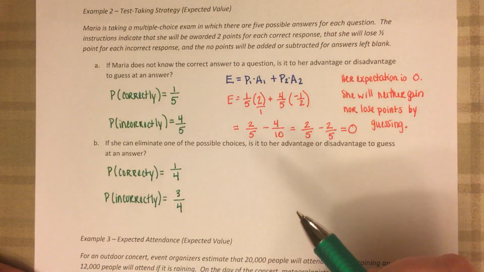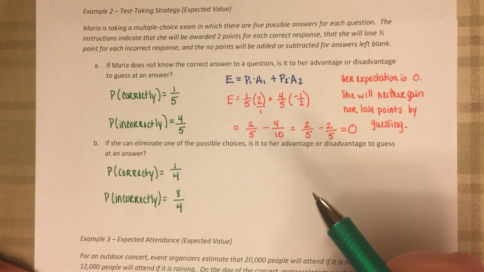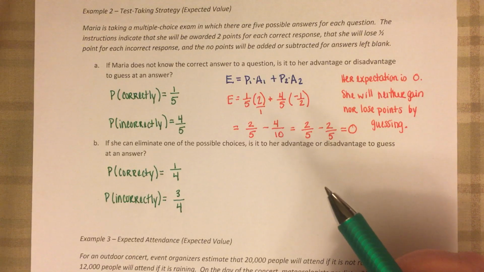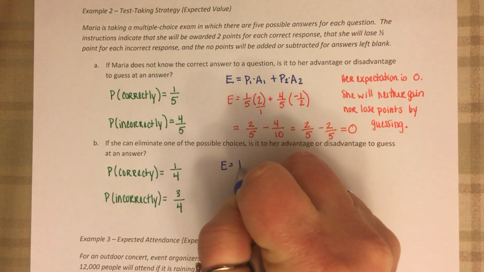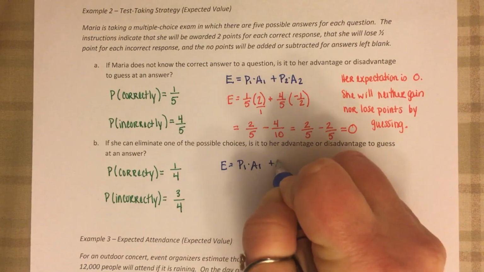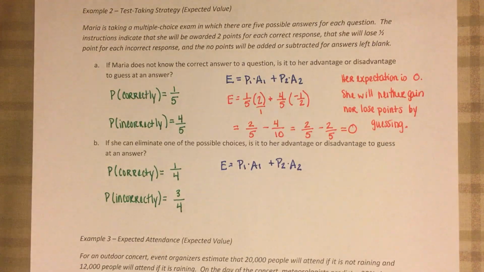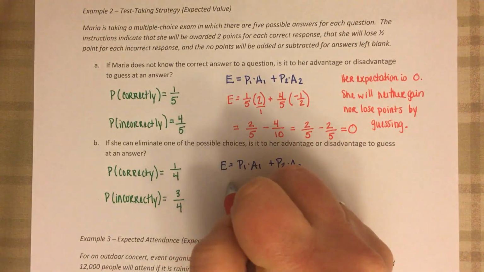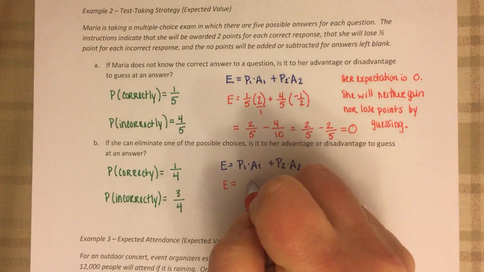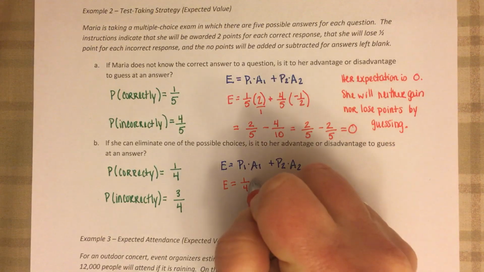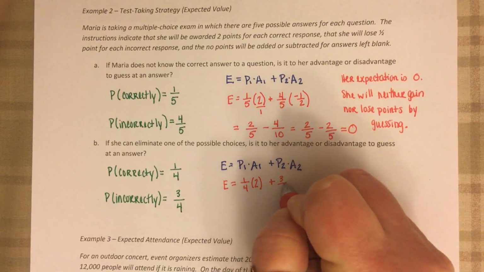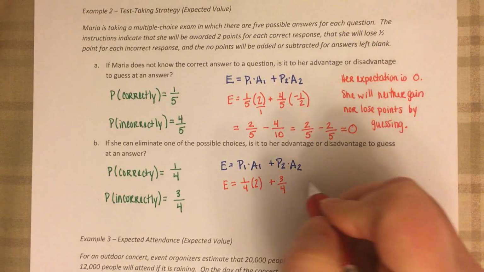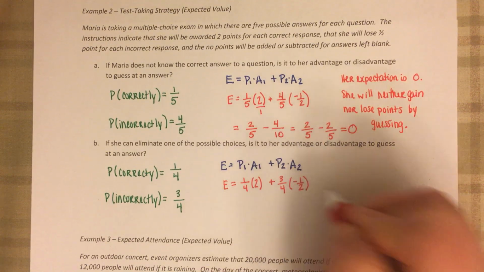Right? In both of these cases, in example A and example B, our probabilities of guessing correctly and incorrectly are complements of one another. Right? So one is that an event will happen, the other one is the event does not happen. Right? Again, we have 2 different possibilities. So our formula is still P1 times A1 plus P2 times A2. Right? So we're going to go through and we're going to multiply our probabilities. So our expected value, probability of guessing correctly is 1 out of 4. Still 2 points awarded if Maria guesses correctly. Our probability of guessing incorrectly is 3 out of 4. And in this case, she still loses 1/2 of a point.